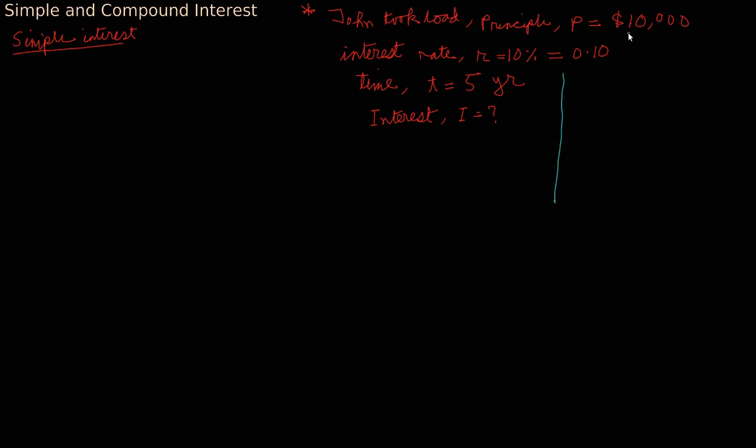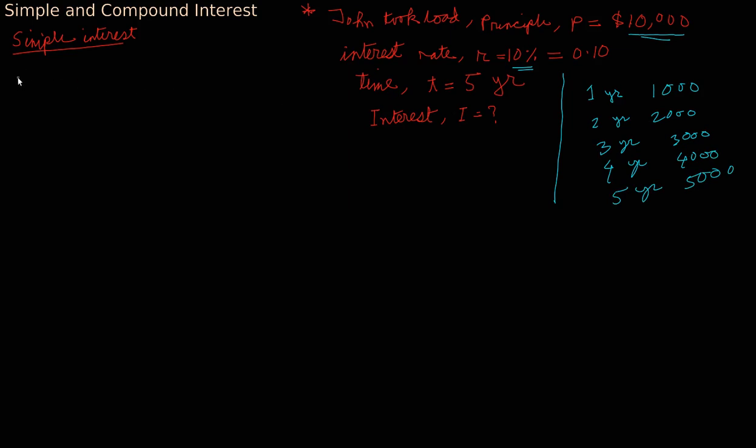So let's do some little math. As he took a loan of $10,000 at an annual interest rate of 10%, after 1 year what is going to be the interest? 10% of $10,000 is $1,000. That is the interest for 1 year. What will be the interest for 2 years? It will be $2,000, and for 3 years $3,000. For 4 years it will be $4,000. For 5 years it is $5,000.